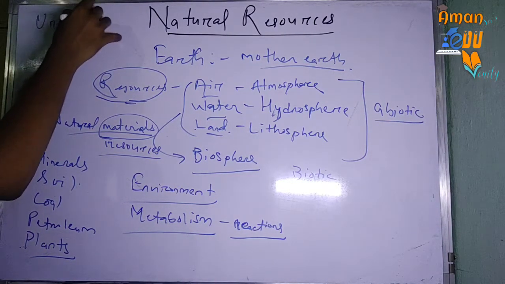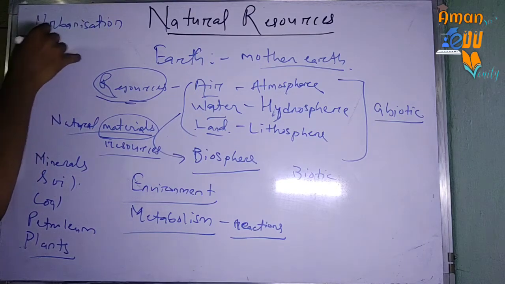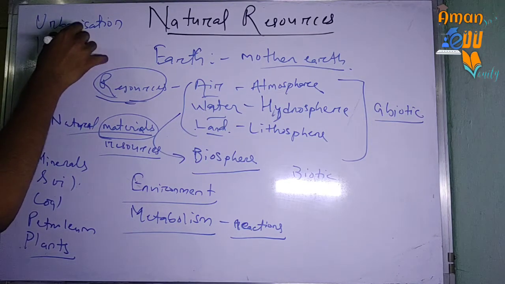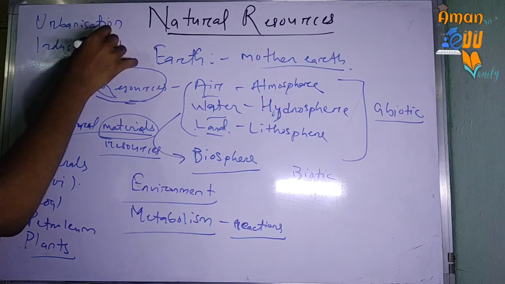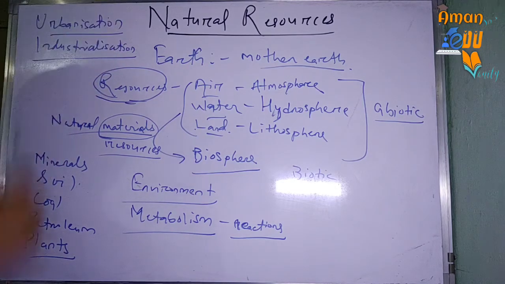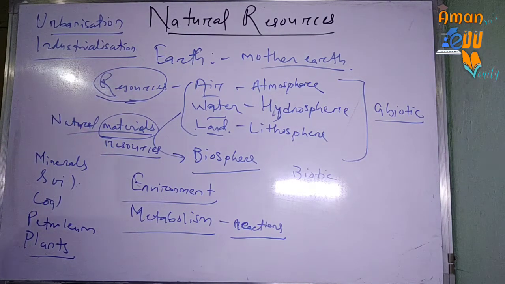Urbanization is happening and industrialization is happening. Urbanization means people leave rural areas and settle in cities. That's called urbanization. And industrialization means building up more and more industries or factories. So that's called industrialization.